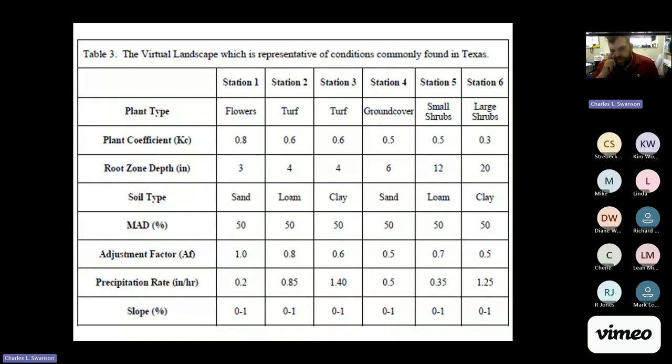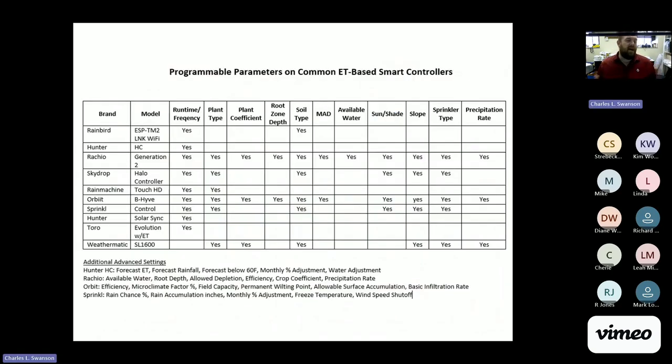And just for reference, we evaluate these under a range of conditions. So how would this controller perform if we were irrigating flowers, turf grass, ground cover, different types of shrubs? So we program these controllers for a wide variety of landscape conditions. But one of the challenges we have with our model of smart controllers is in programming.